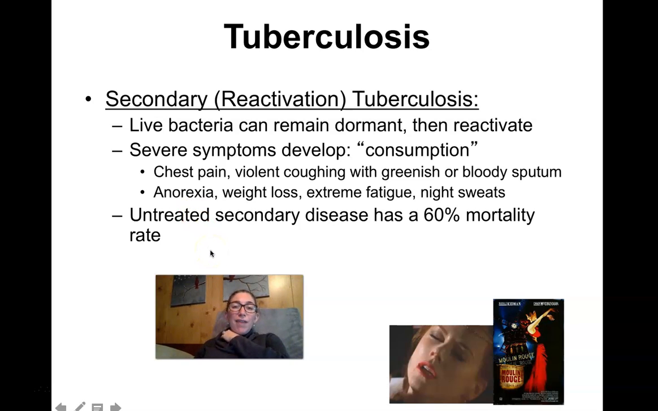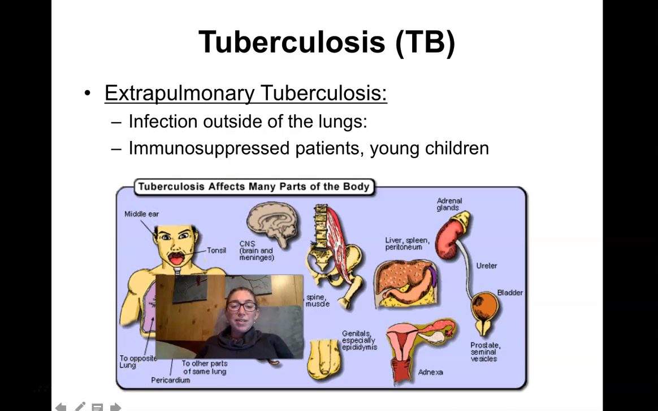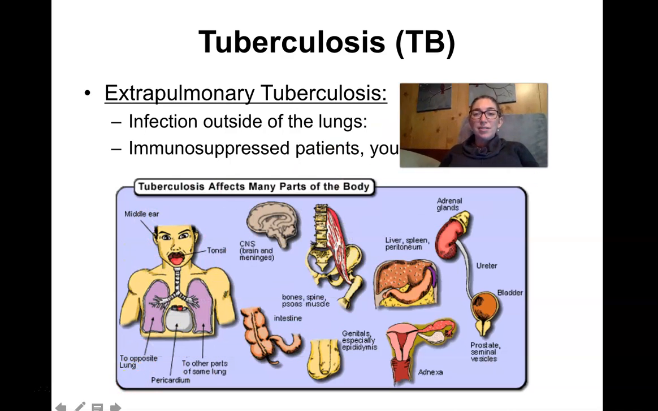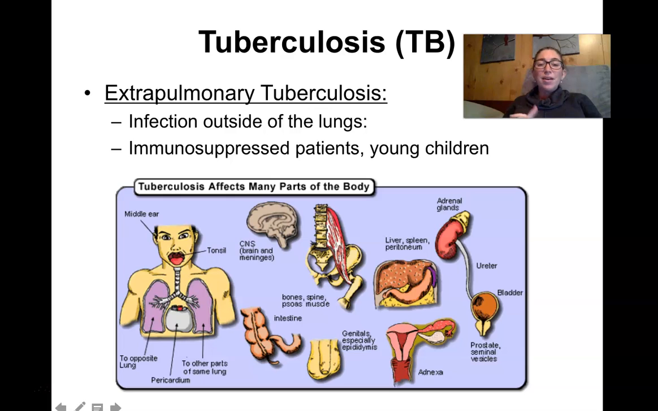If you have tuberculosis and you don't treat it, there's a very high mortality rate. But even with treatment, it can be fatal. And the treatment is a pretty tough regimen. But before I talk about treatment, I'm just going to talk about other forms of tuberculosis.